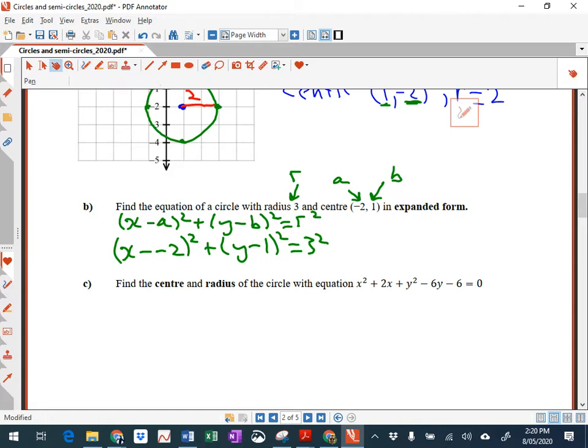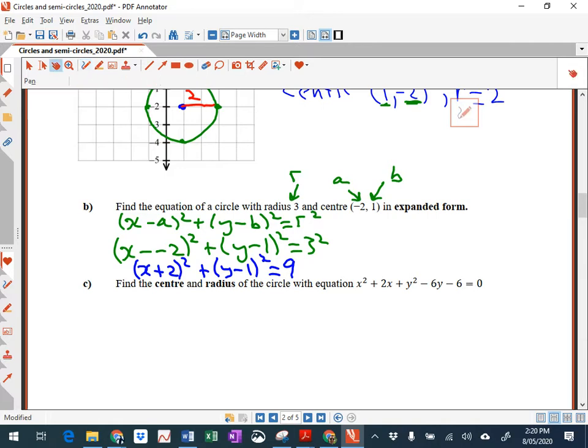Okay, so I can tidy it up a little bit. The 2 minuses become a plus, so we get x plus 2 all squared plus y minus 1 all squared is equal to 9. So there's your equation.